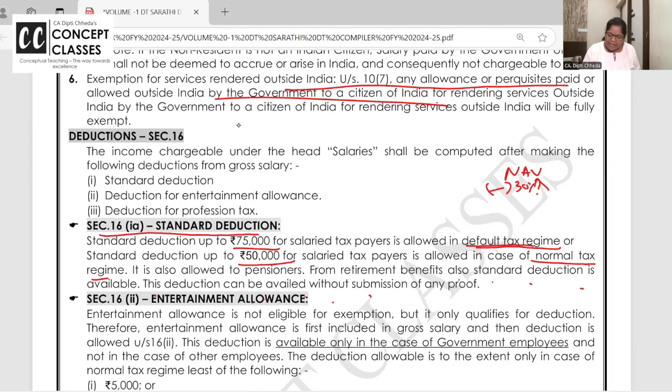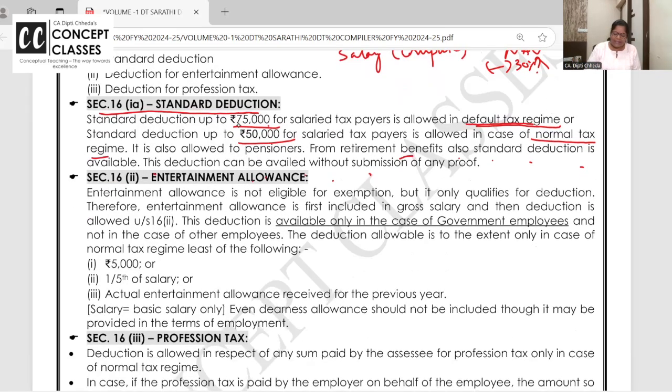So many times they give salary, especially in the set off chapter, and they say computed. Computed means it's already netted off. No need to give standard deduction again. I'm repeating: 75,000 is the standard deduction if you file your return in the default tax regime, 50,000 in the normal. Next is entertainment allowance.